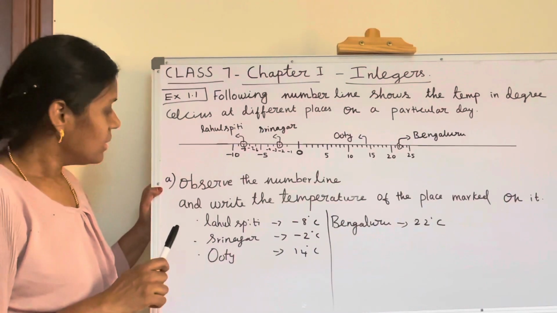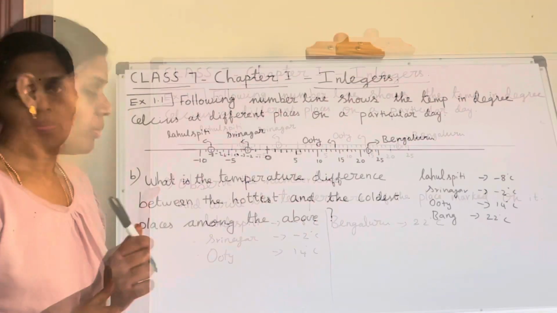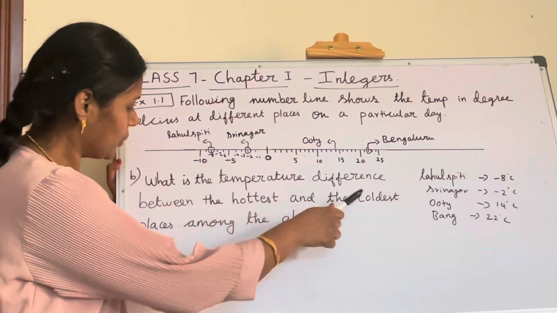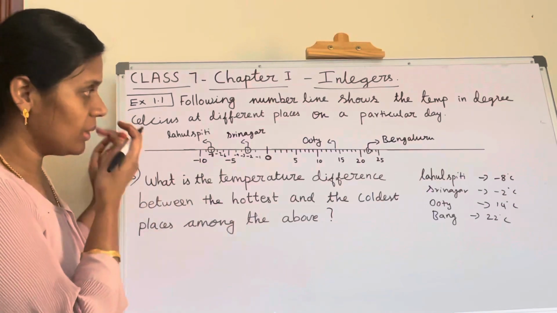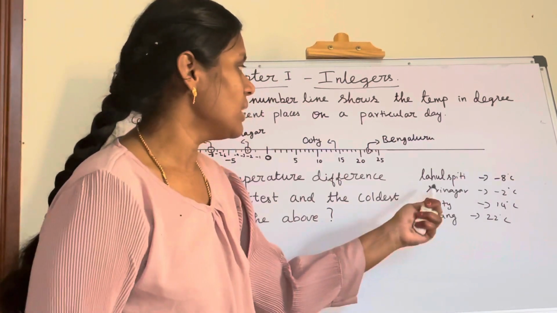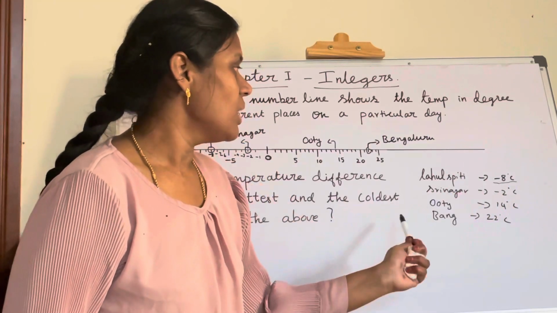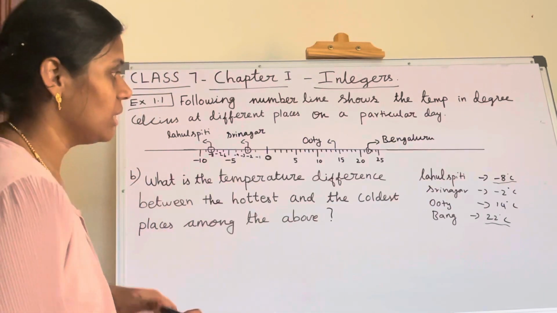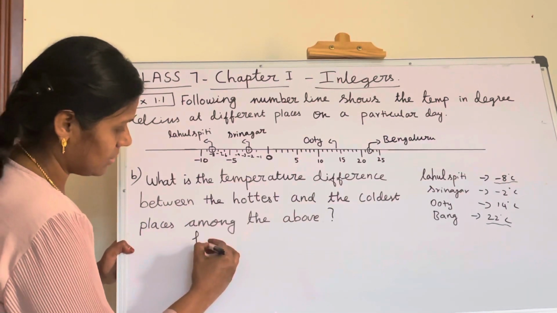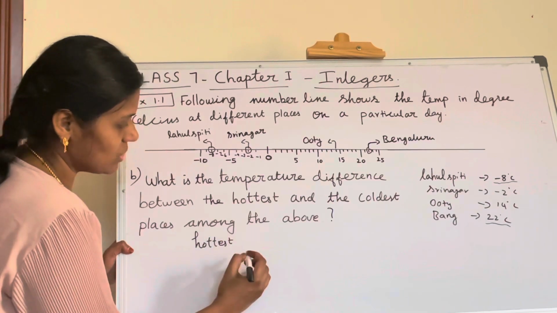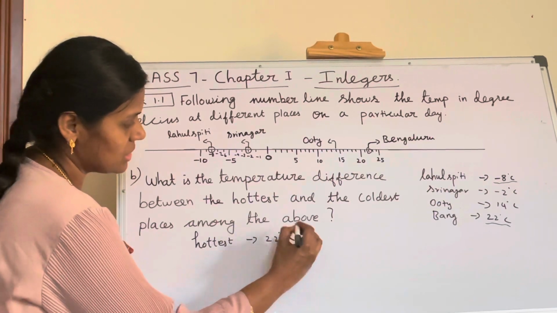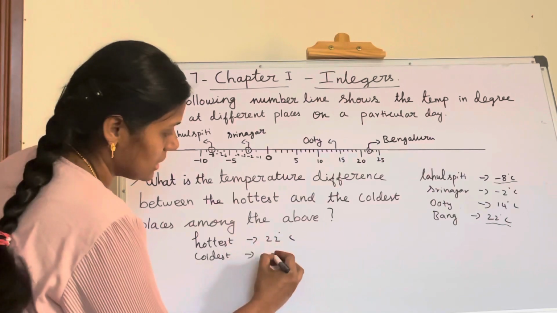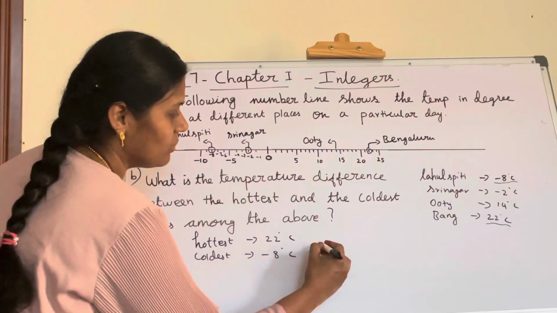So let's come to part B. What's the question? What is the temperature difference between the hottest and the coldest places among the above? Okay, what is the coldest place, children? -8 degree, right? Lahaul Spiti. And what is the hottest place? Bangalore, 22 degree Celsius. We have to see the difference. So hottest place, Bangalore, 22 degree Celsius. Coldest, -8 degree Celsius.